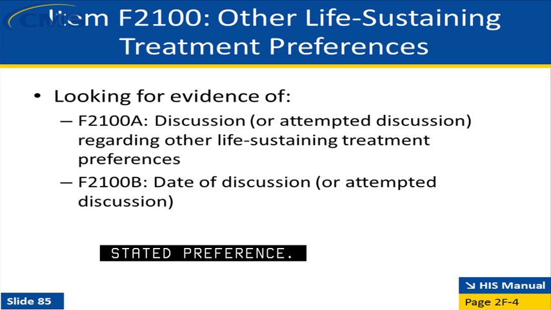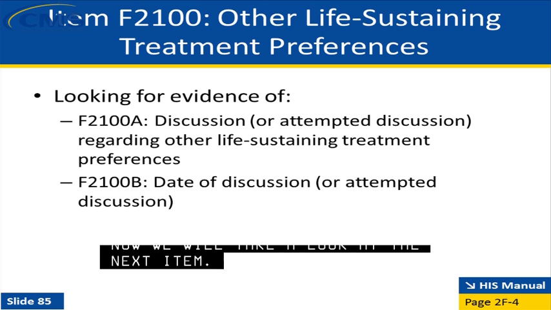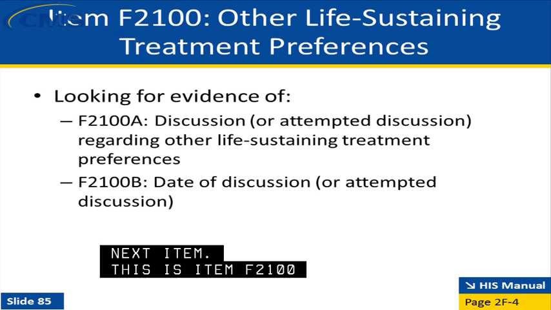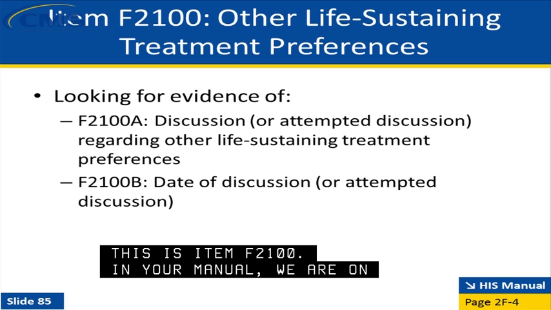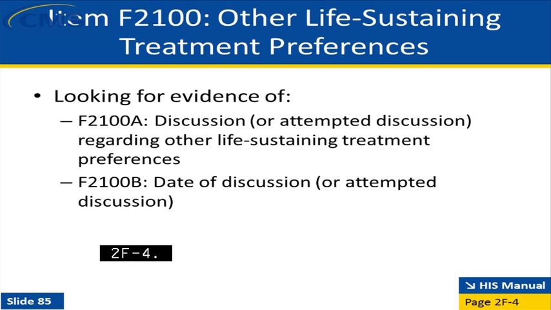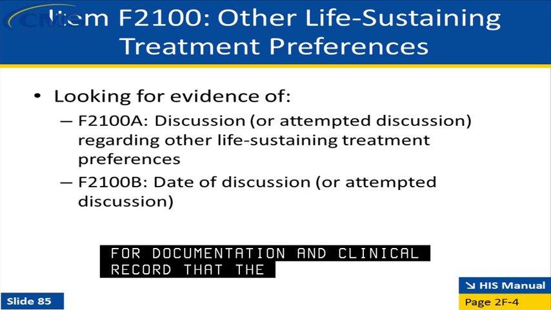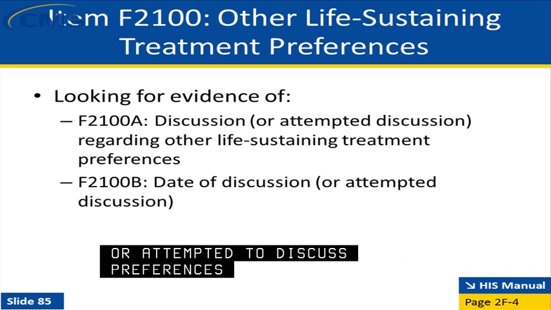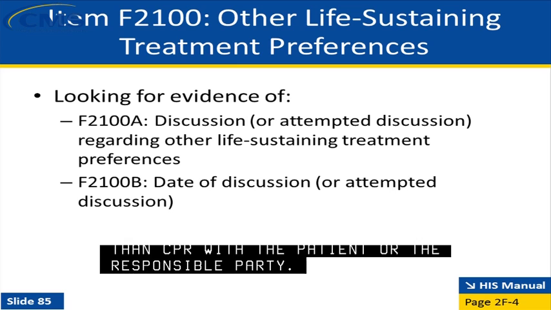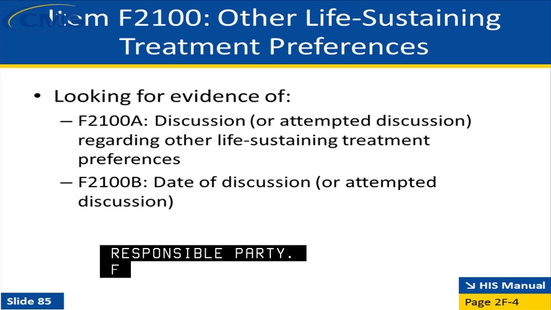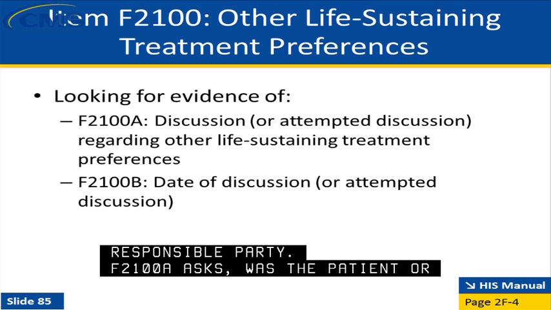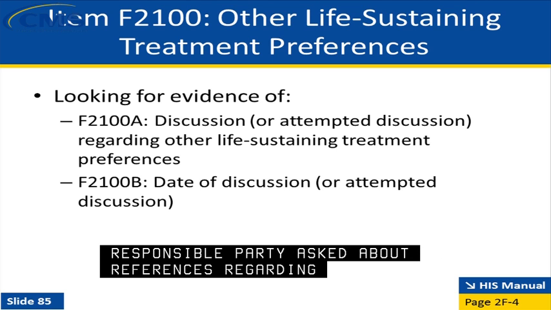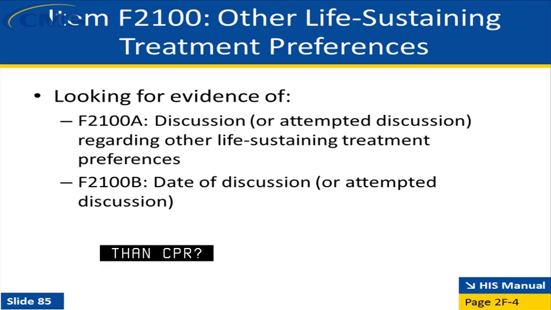So now we'll take a look at the next item in the hospice item set. This is item F2100, Other Life-Sustaining Treatment Preferences. In your manual, we're on page 2F-4. So for this item, you're looking for documentation in the clinical record that the hospice discussed or attempted to discuss preferences regarding life-sustaining treatments other than CPR with the patient or the responsible party. F2100A asks, was the patient or responsible party asked about preferences regarding life-sustaining treatments other than CPR? And based on your review of the clinical record, you select one of 3 response options.